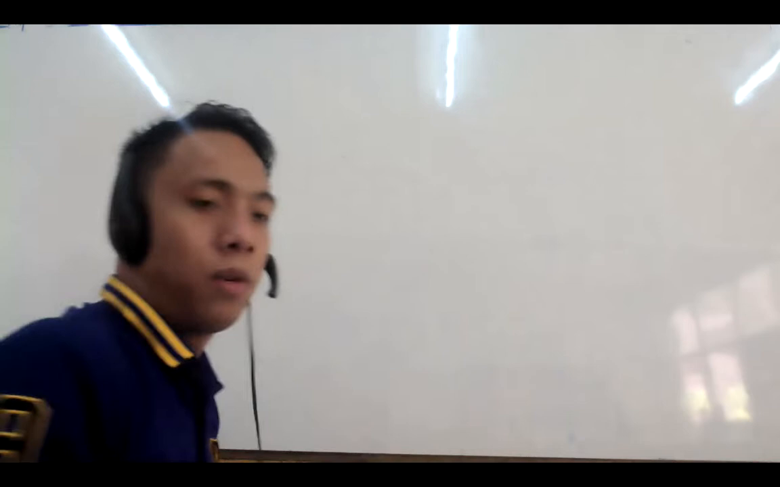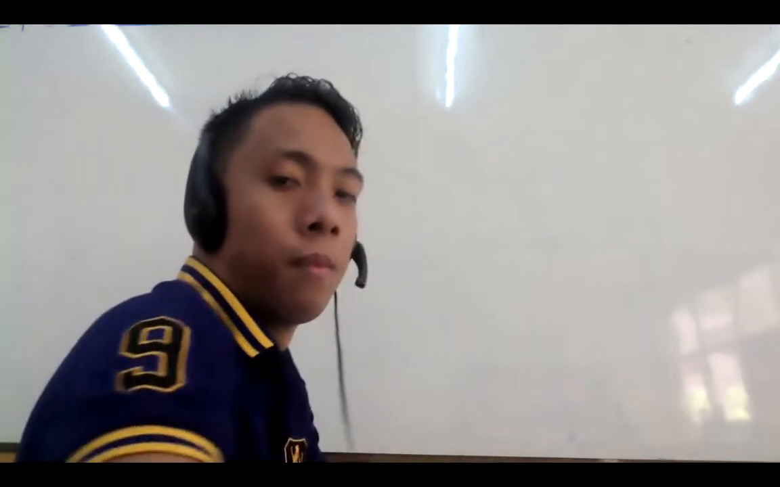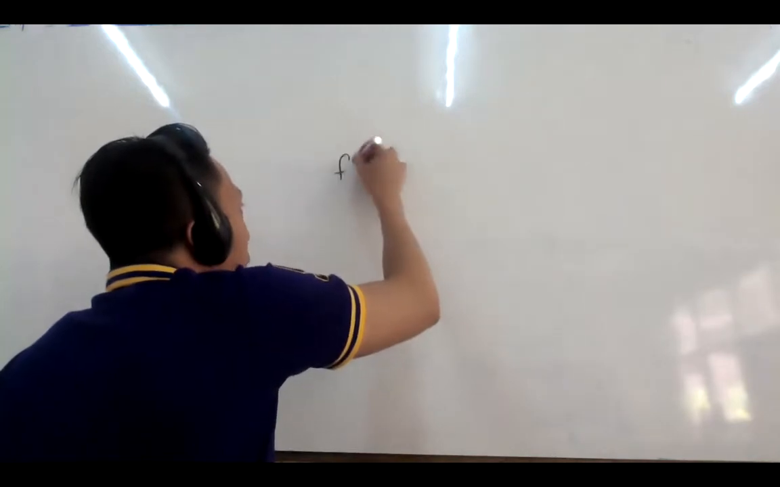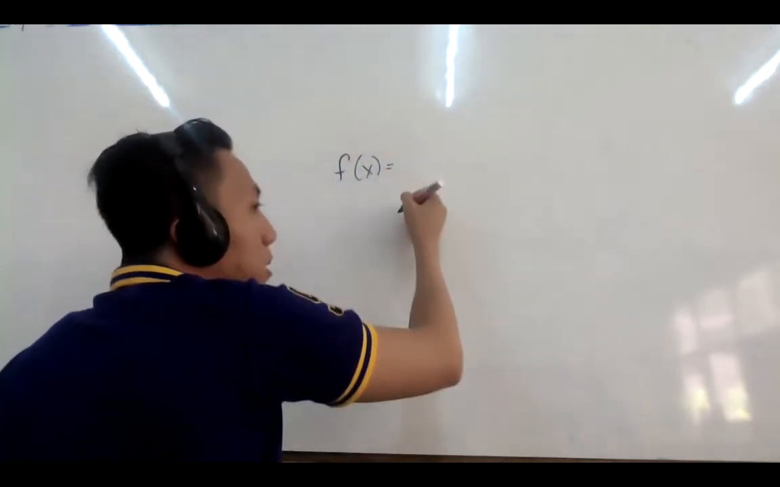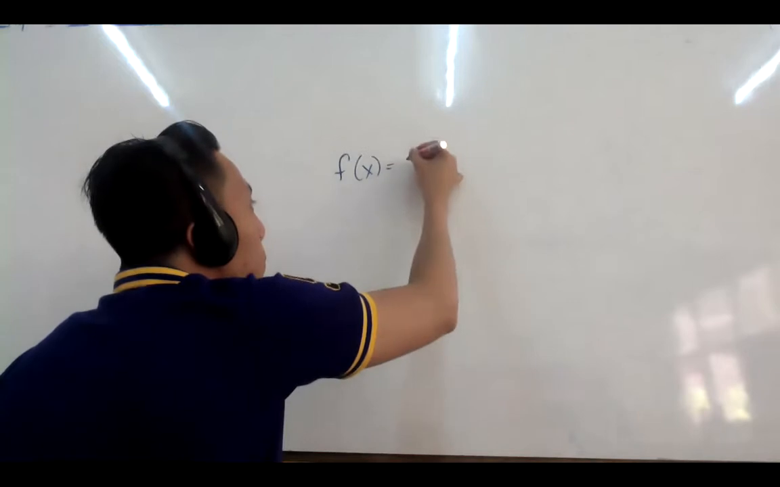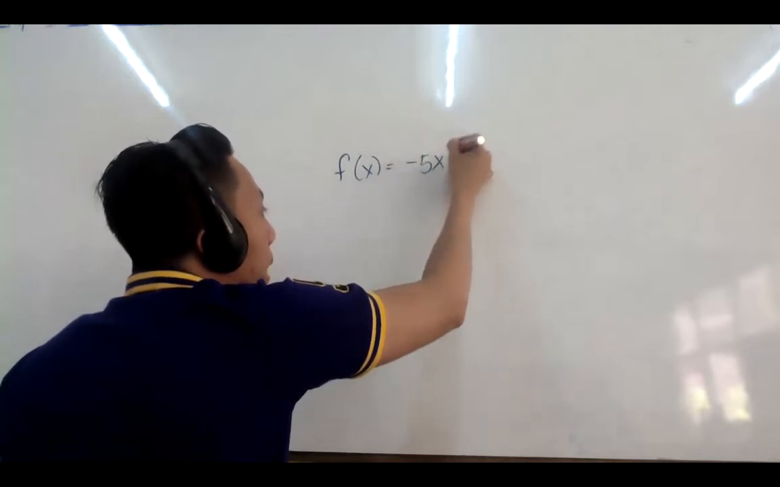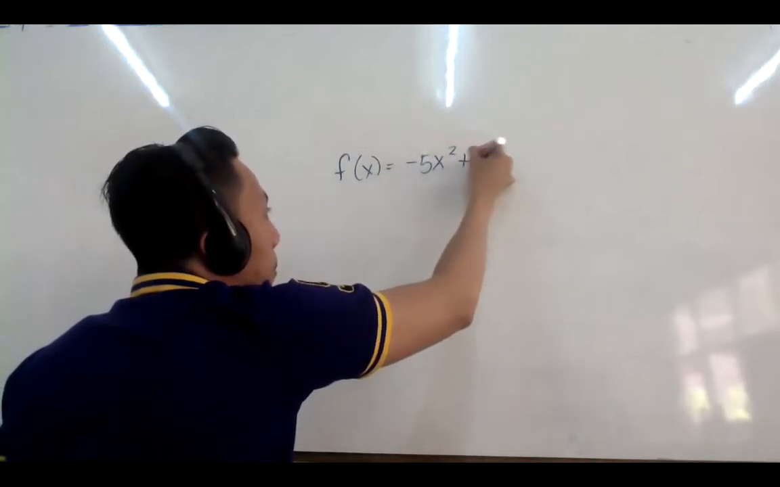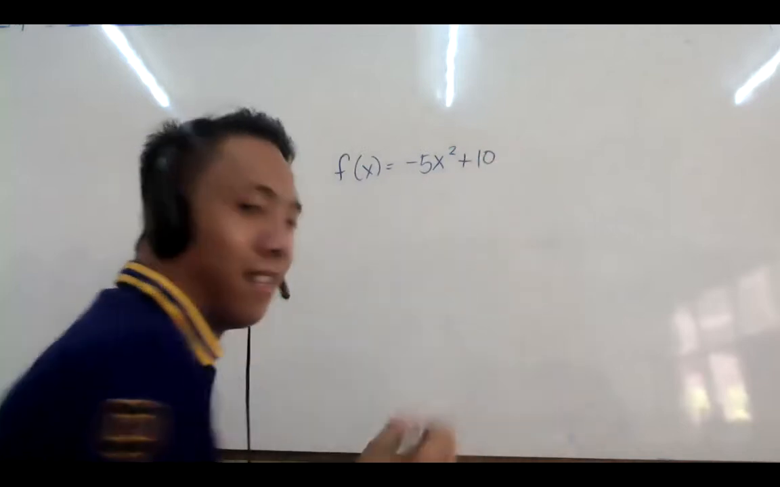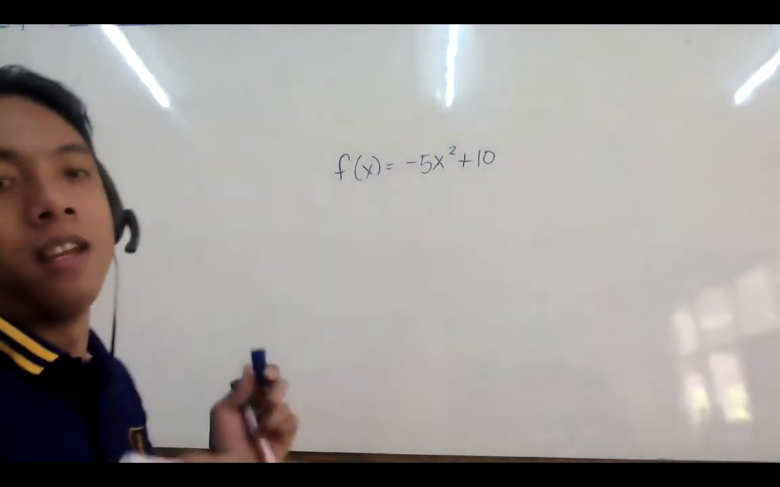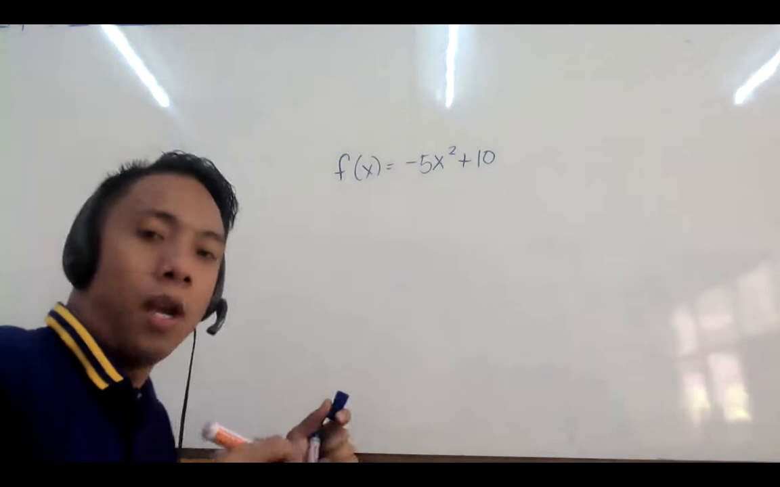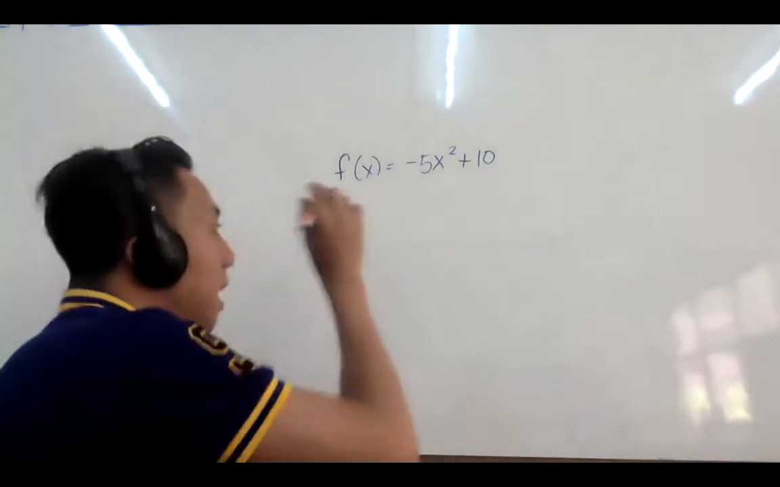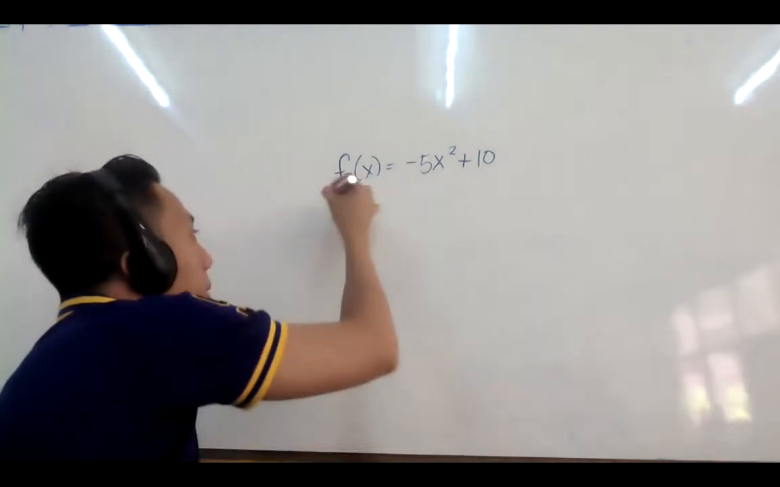This is our given function. The function of x is equivalent to negative 5x squared plus 10. This is our given: negative 5x squared plus 10. And we need to find the following.